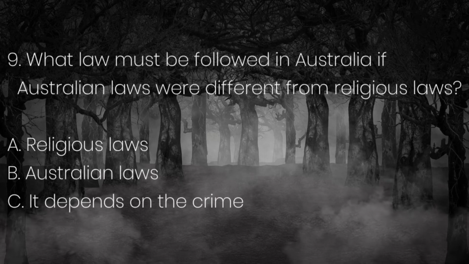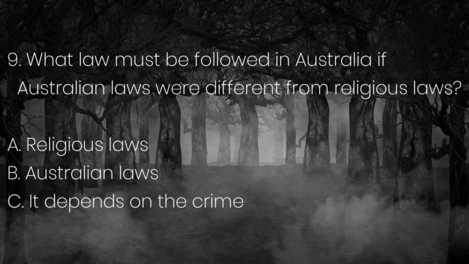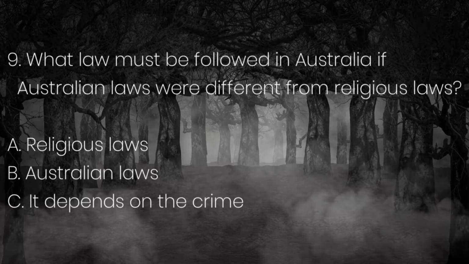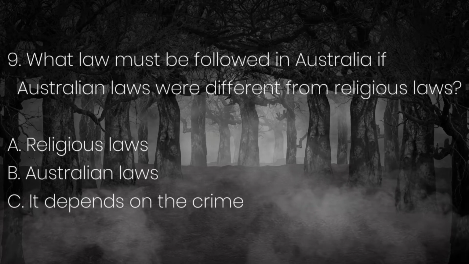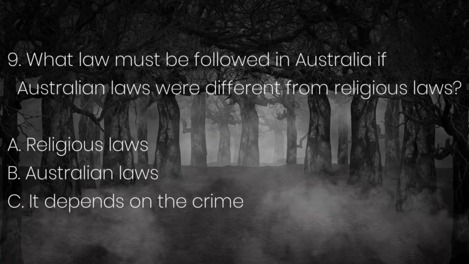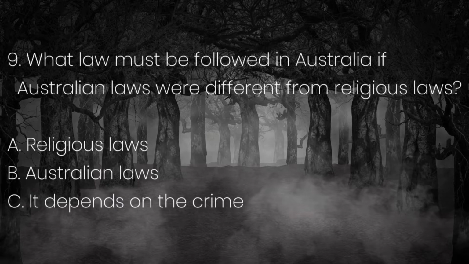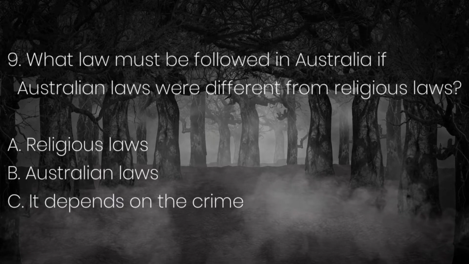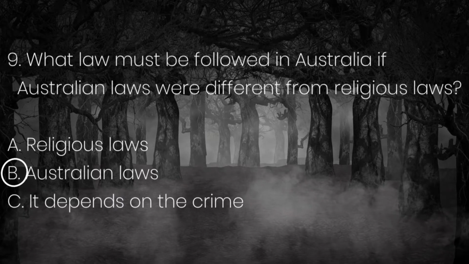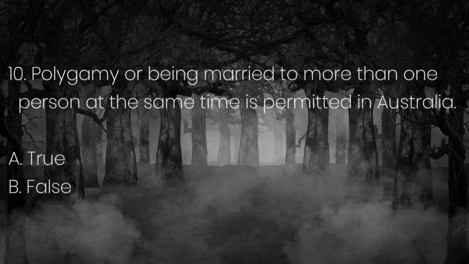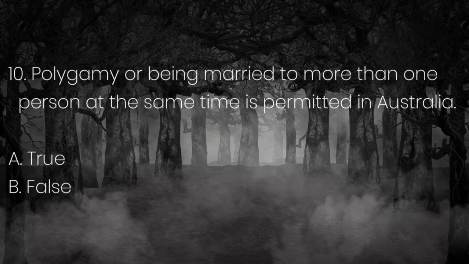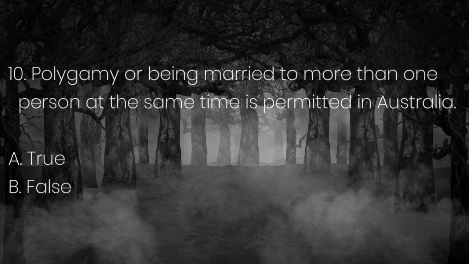Number 9. What law must be followed in Australia if Australian laws were different from religious laws? Letter A, religious laws. Letter B, Australian laws. Letter C, it depends on the crime. The answer is letter B. Australian laws.